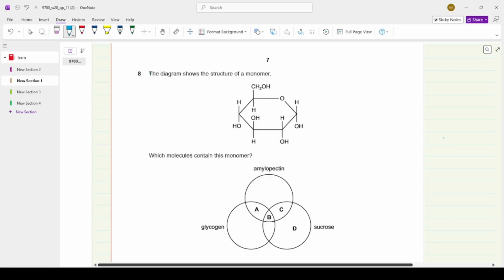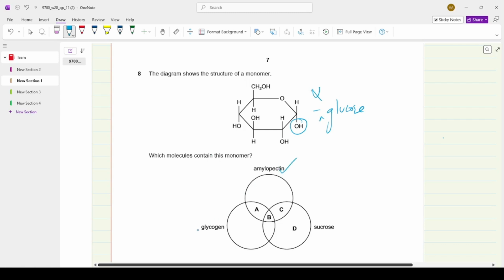Moving on to number 8, the diagram shows the structure of a monomer. So we can see this is glucose, but to be more specific, due to the position of this hydroxyl group, this is alpha glucose, and we know that alpha glucose can be a monomer of amylopectin.